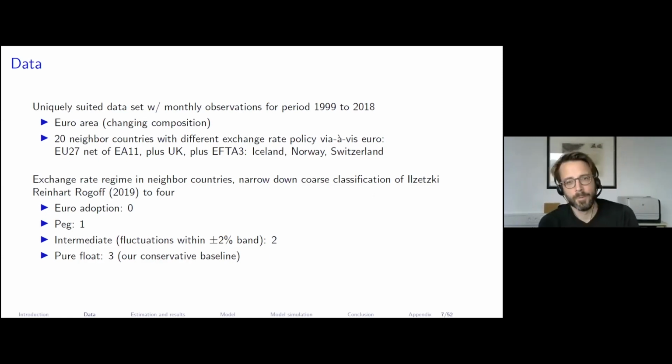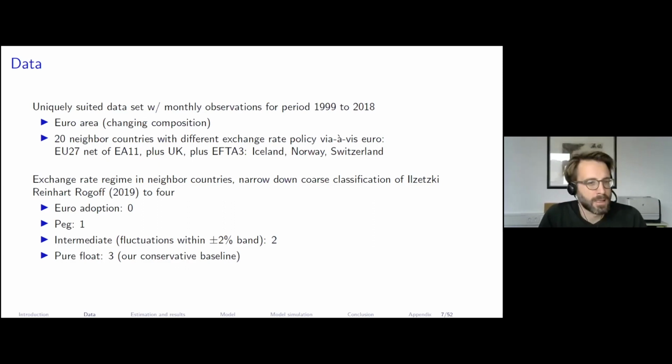So we have these 20 neighbor countries selected by starting off with the EU 28, well, now 27. And then from those 27 countries, we subtract those countries which were initially on the euro, that's 11 countries. Then we add the UK. So we have 27 minus 11 is 16, plus the UK. And then to have more variation, we also look at EFTA. EFTA is 4 countries, Iceland, Norway, Switzerland, and Liechtenstein, which we didn't include because of its small size. So this gives us 20 countries.